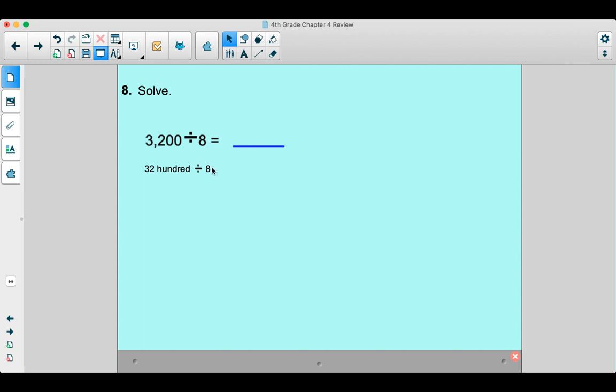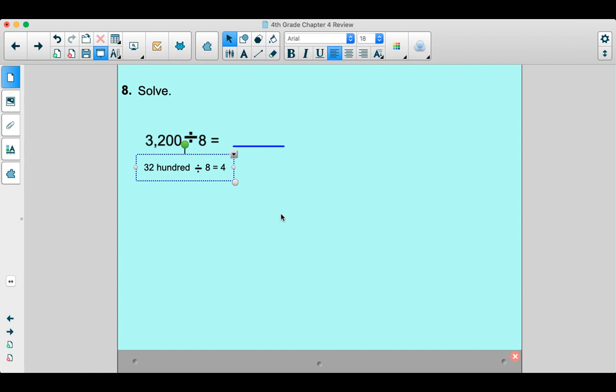Do you know your basic fact? If you're not sure, you'll have to think about how to figure that part out. Will you count by 8s? Maybe you just know 8 times 4 is 32. Maybe. Just depends on how you're thinking about that, right? So 32 divided by 8 is 4.